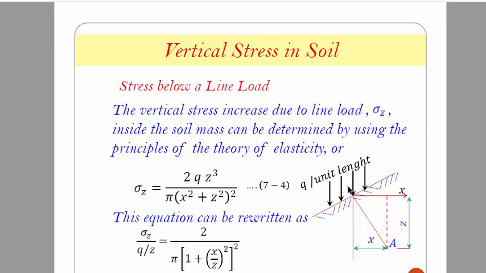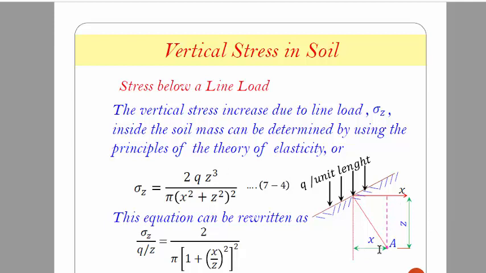So in that line load, there is a line load. Sigma z inside a soil mass, from the principle of the theory of elasticity, is simple. Sigma z is 2q, where q is the load per unit length and z is the distance below, to calculate the vertical stress.